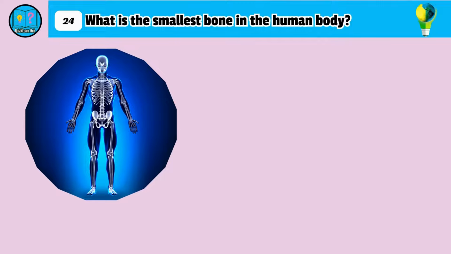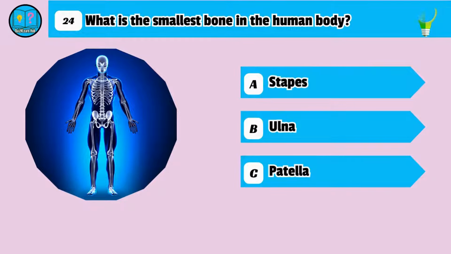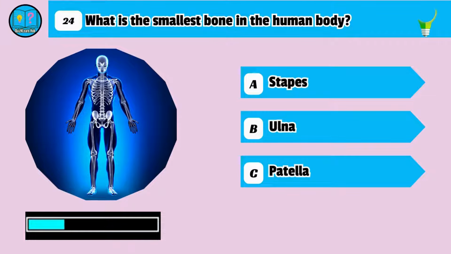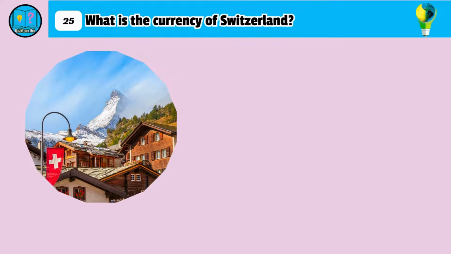24. What is the smallest bone in the human body? Stapes, ulna, patella. The stapes is located in the middle ear and is about 3 millimeters long.